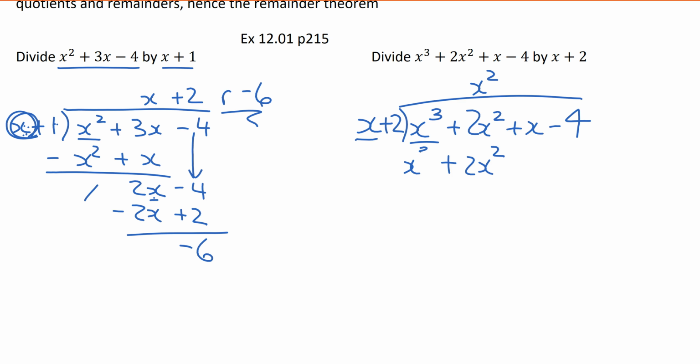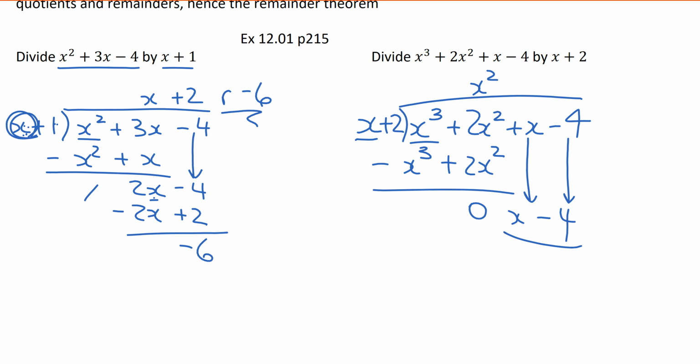2x squared. Like that. Happy with that? Is that right? Yeah. So subtract those out. What do I get? I get 0, don't I? Okay, I get 0. So what do I do? I bring down this x and the minus 4. Why did I bring down the x and the minus 4?